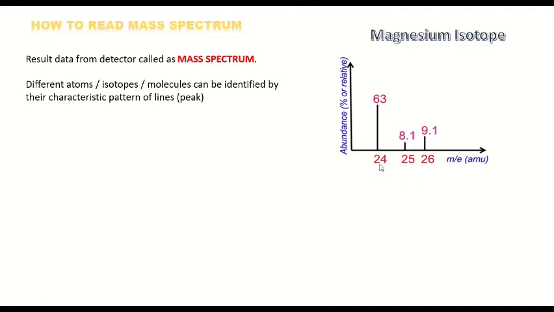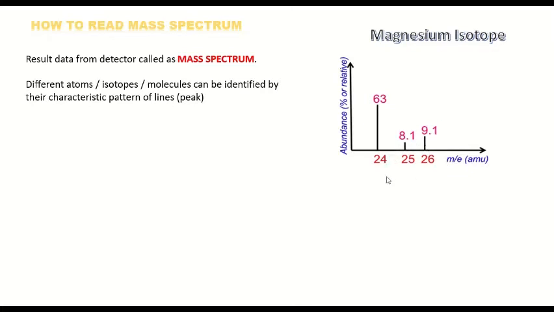Okay, as you can see untuk magnesium isotope, magnesium ada berapa isotope? Nak tahu magnesium ada berapa banyak isotope, kita check lah kita punya line ada berapa peak kat sini. Ada peak yang pertama, peak yang kedua, peak yang ketiga. Okay, so peak yang pertama abundance-nya lebih kurang 63%. Peak yang kedua 8.1%, peak yang ketiga adalah 9.1%.